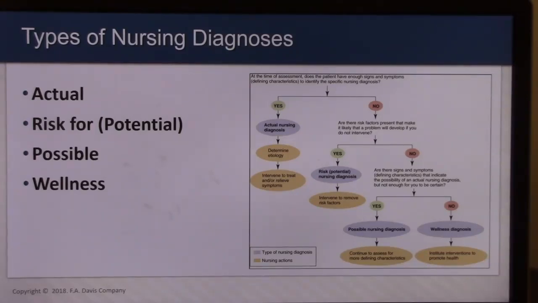Wellness diagnosis is used when an individual, group, or community is in transition from one level of wellness to a higher level of wellness. Two conditions must be present to make a wellness diagnosis. Number one, the client's present level of wellness is effective, and number two, the client wants to move to a higher level of wellness.